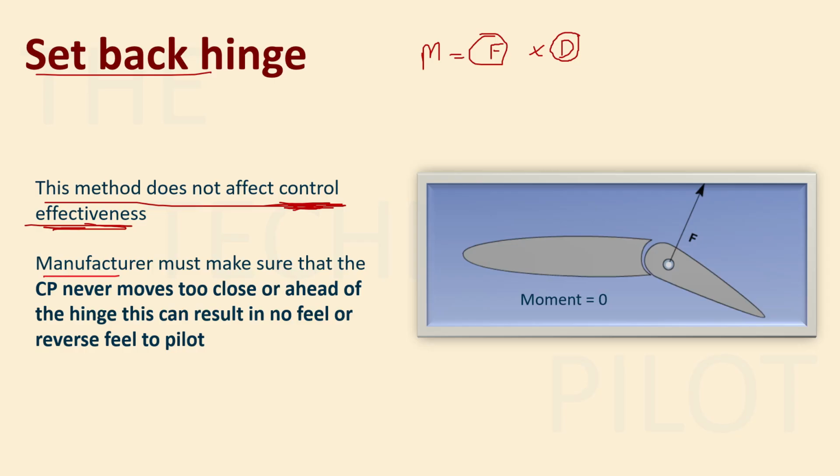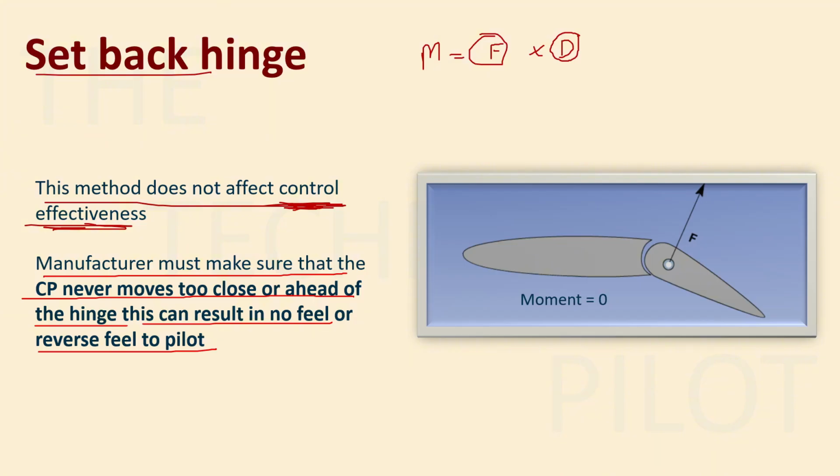And the manufacturer should make sure that the CP never moves too close or ahead of the hinge. This can result in no feel or reverse feel. So this is very dangerous. What happens if you're saying that okay, move the hinge backwards, it helps, right? So why not move the hinge all the way back here or all the way here? Why not do that? It is very, very bad because the center of pressure should always be behind the hinge line.